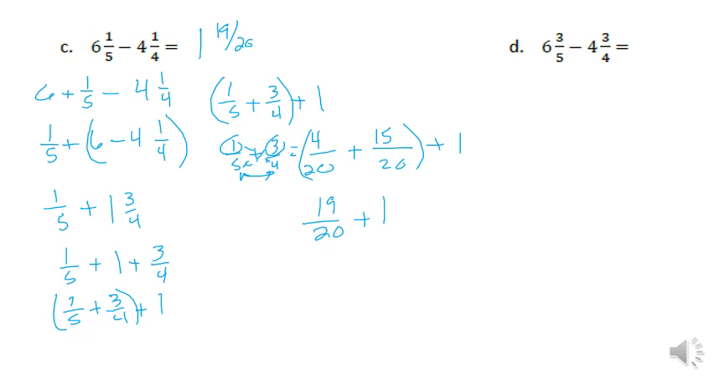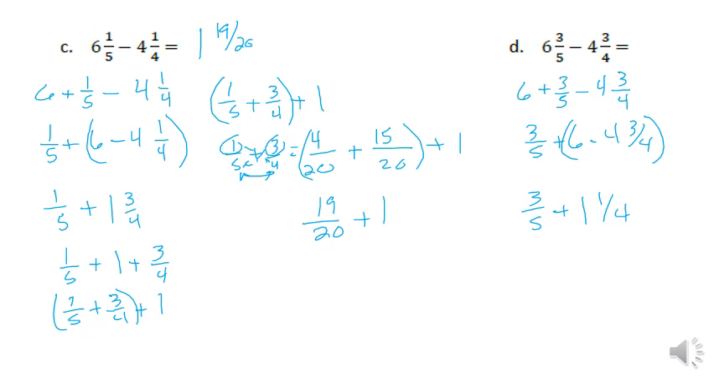Okay, on D, I have 6 plus 3/5 minus 4 3/4. Rewritten, it's 3/5 plus 6 minus 4 3/4. When subtracting from the whole, I end up with 3/5 plus, well, 1/4 would get me to 5, and then another 1, so I got 1 1/4 again. So now I'm going to split it up, so I'm just adding my fractions, and I'm going to have 3/5 plus 1/4 plus 1. So we can add these fractions.